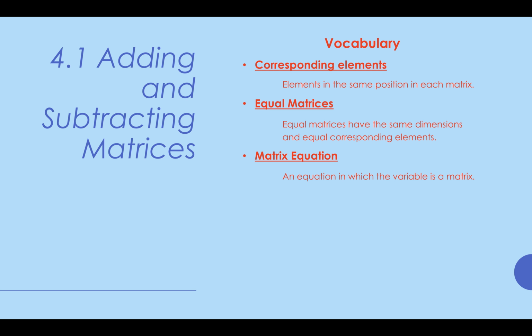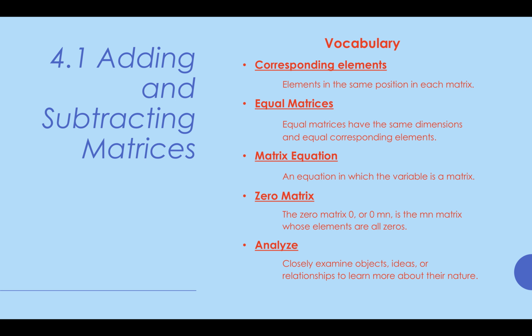Next, we have matrix equation, and this is an equation in which the variable is a matrix. And a zero matrix, 0, or 0mn, is the m by n matrix whose elements are all zeros. Next we have analyze, and this is just to closely examine objects, ideas, or relationships to learn more about their nature.